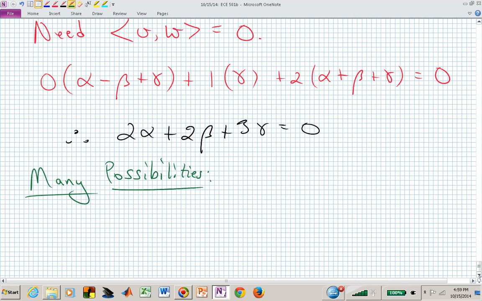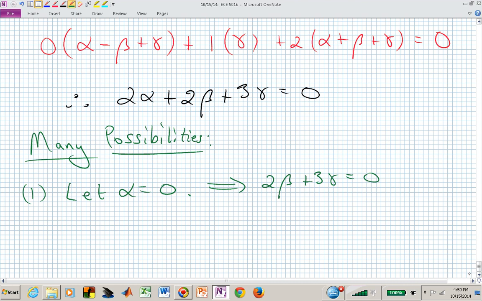For example, we could simply let alpha be 0, and now we've reduced the order of that polynomial w. Now it's no longer a second-order polynomial. Now it's a first-order or less. This now says that we have 2 beta plus 3 gamma equaling 0. If we pick gamma equal to 2, then beta is going to be minus 3.